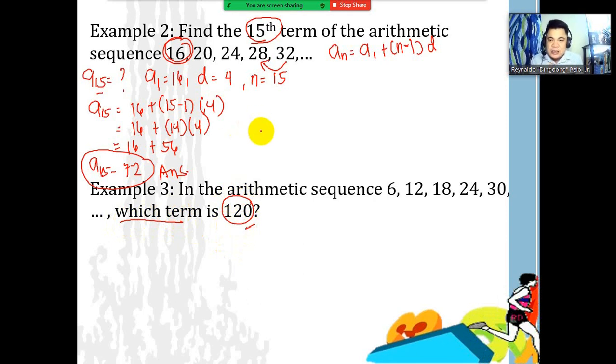Unlike the second example, as you can see, where we were just looking for the 15th term, in this case, the term is given, but we are looking for n. Okay, so how are we going to solve for n? Of course, we have to identify the values that we need in the formula. Your a sub 1 is 6, and then your common difference, just simply subtract. So 30 minus 24 is 6.